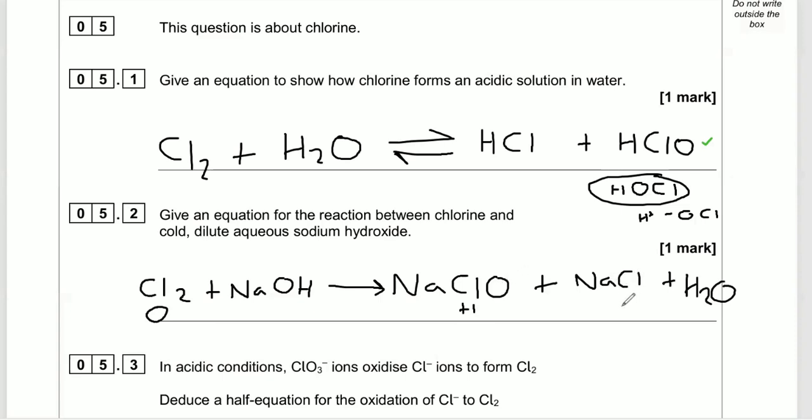Here sodium is +1, chlorine must be -1. So what we see is that chlorine has both been reduced and oxidized. So there we go. That's a disproportionation reaction. You don't need to highlight that in this question. They just want you to write down the equation. Okay, let's move on. That's the first 2 marks done.